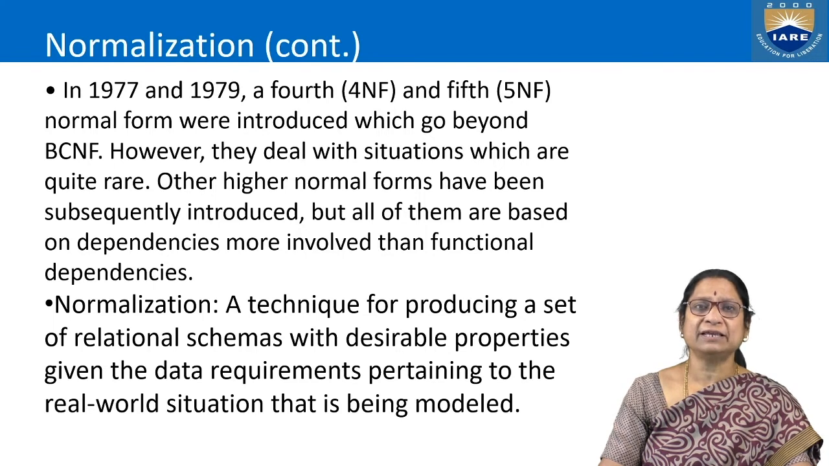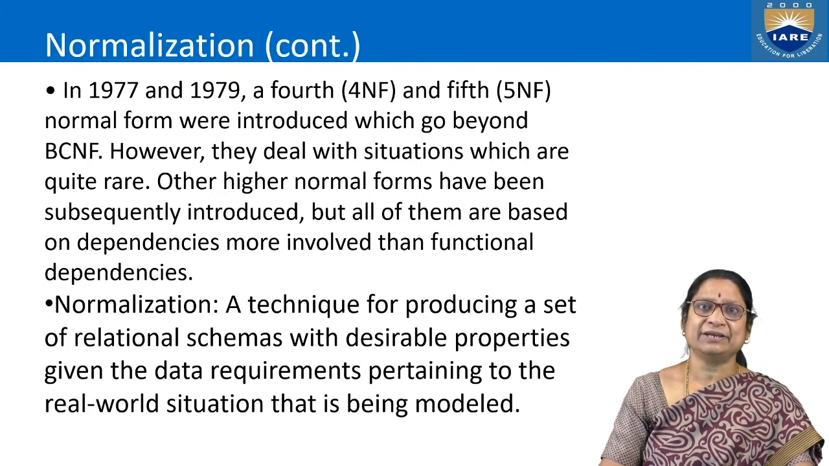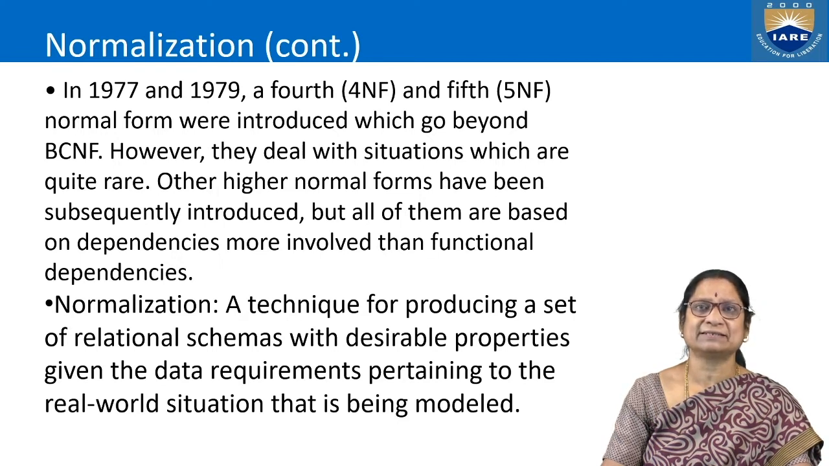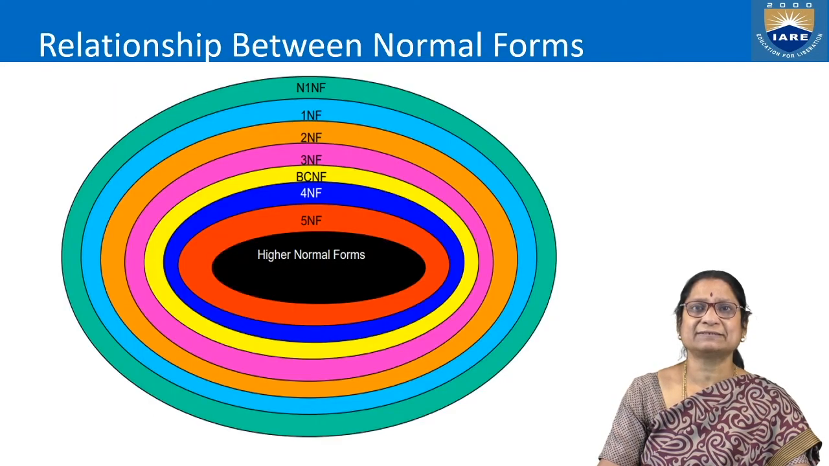After these four normal forms, in 1977 and 1979, further normal forms were defined: fourth normal form and fifth normal form, which are beyond BCNF. But they deal with very rare situations that occur in real-time applications. These higher normal forms were subsequently introduced based upon other types of dependencies. That means fourth normal form is based upon multi-valued dependencies and fifth normal form is based upon join dependencies, other than functional dependencies, which we will discuss in coming sessions. So, normalization is considered as producing a set of relation schemas which have desirable properties. Not only fifth, even higher normal forms were also introduced theoretically.